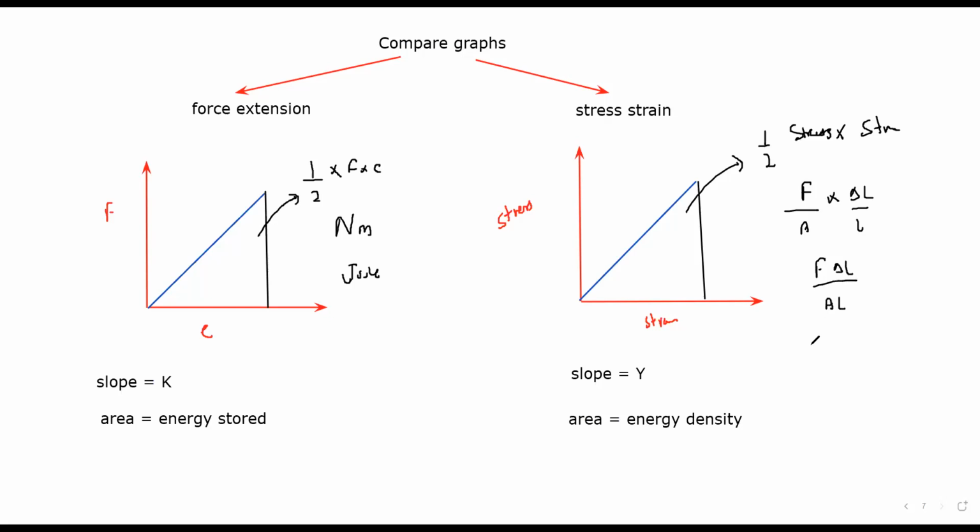F is a force in Newton, length in meter, area in meter square, length in meter. So Newton meter is joule, and meter square multiplied by meter will be meter cube. So joule is a unit of energy and meter cube is a unit of volume. So how much energy is stored per unit volume?